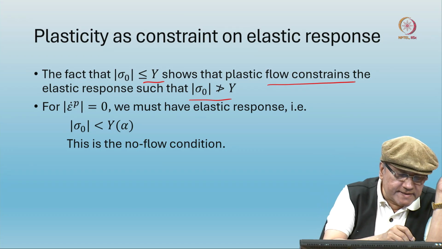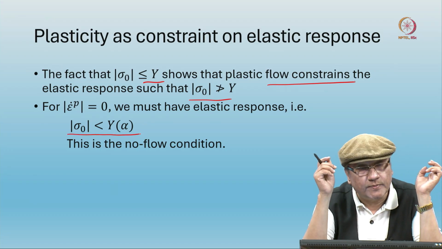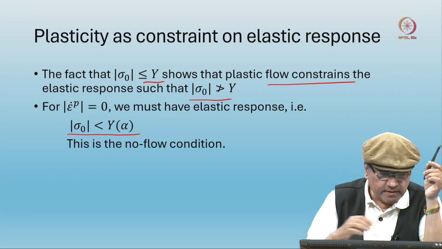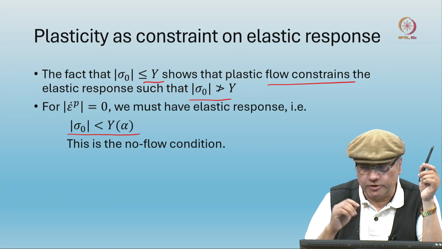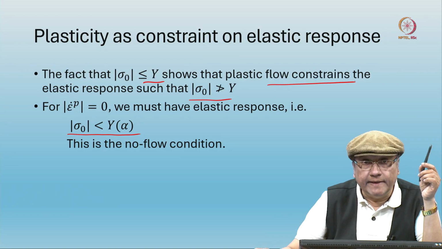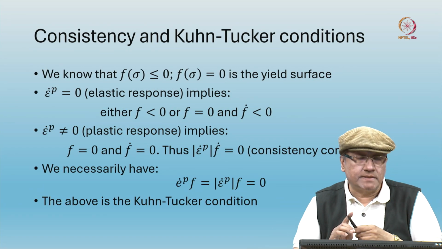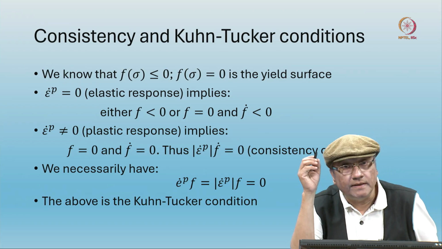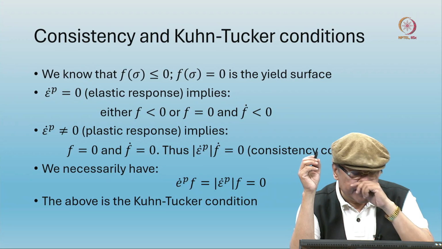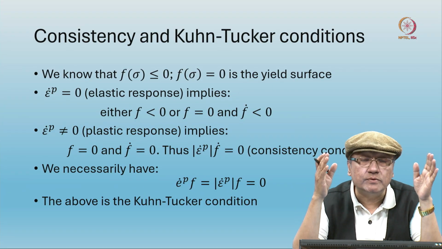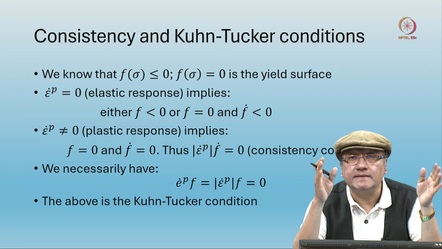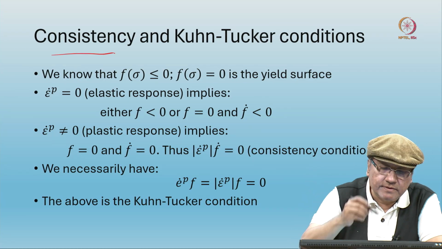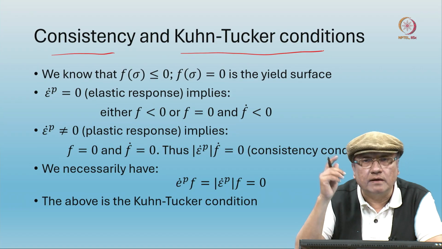Correct, as we have already said, for purely elastic response we have the modulus of sigma 0 less than Y alpha, which is the no flow condition. Okay, so let us now take a look at these additional conditions that we need in rate independent plasticity, provided we take up the classical route. These are the consistency condition and the Kuhn-Tucker conditions.